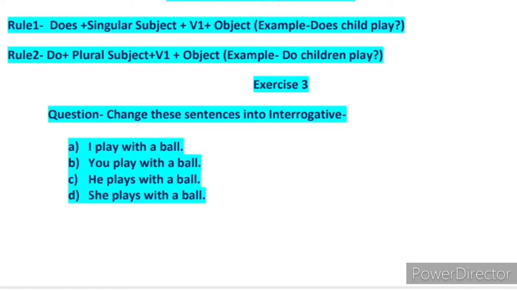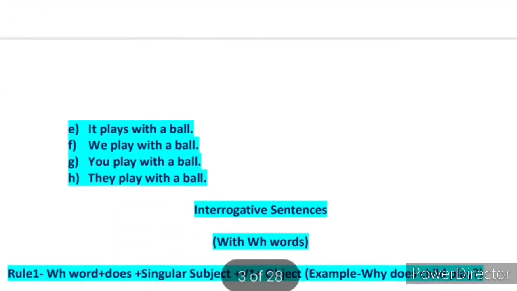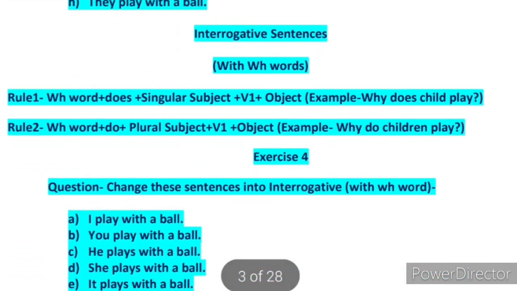So I play with the ball. Do I play with the ball? Second, you play with the ball. Do you play with the ball? He plays with the ball. Does he play with the ball? Then she plays with the ball. Does she play with the ball? So in this way we will solve all these exercises.